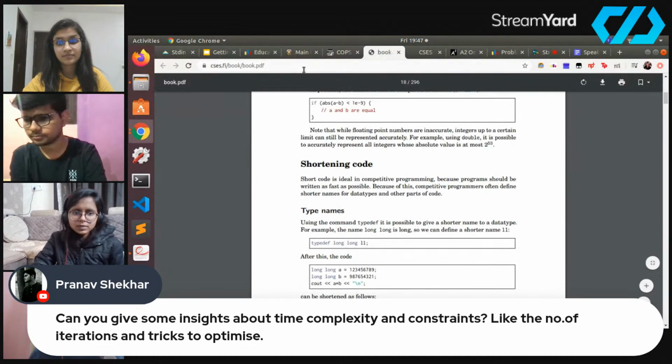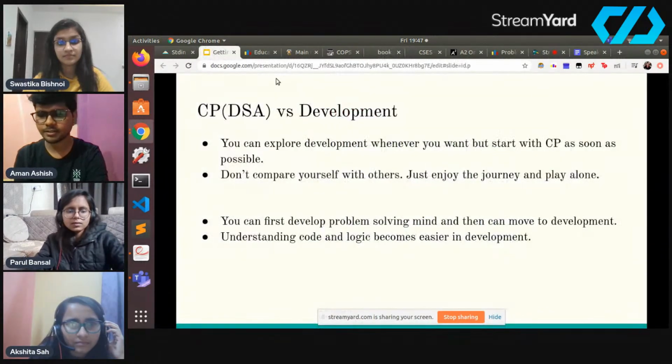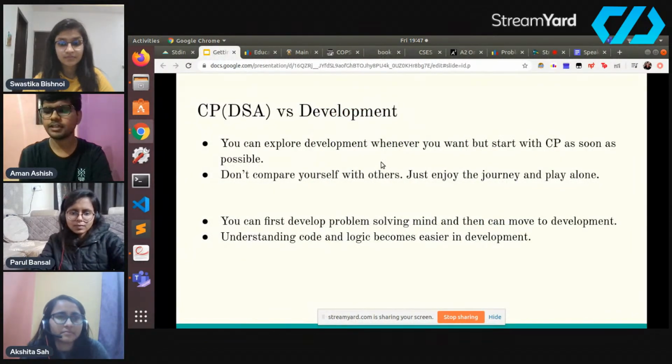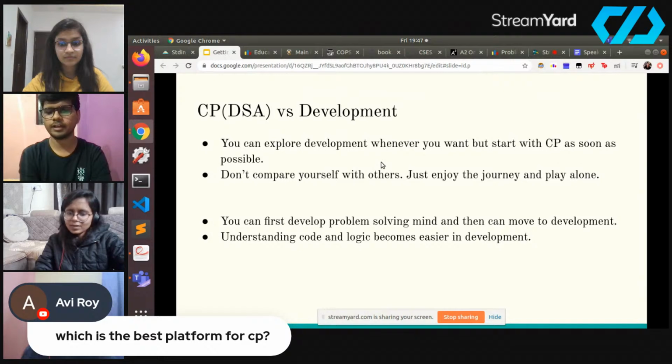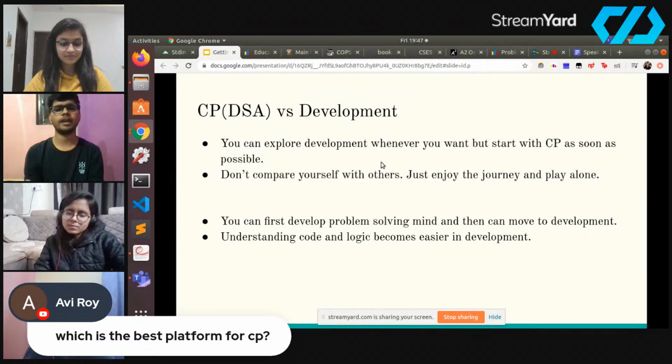So again, there's a question: which is the best platform? I would say stick to Codeforces. You'll find problems of every pattern over there. If you religiously do Codeforces, I think that will be enough. You can cover everything with Codeforces, that is sure. That is the personal experience I feel about it.